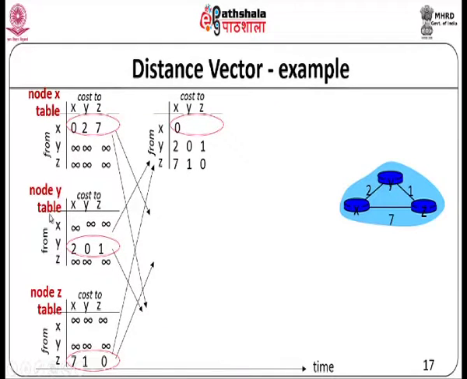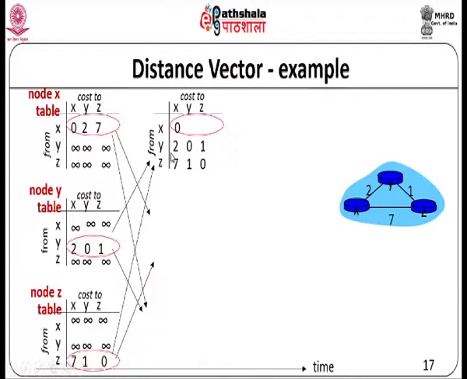Similarly, at node y, the table indicates its distance to x and z: x is 2, 0 to y and 1 to z. Other information is set to infinity. Similarly at node z, 7, 1, 0 is the information that it has as part of its distance vector. Other distances are set to infinity. Now, this information 0, 2, 7 is sent both to nodes y and z. Similarly, 2, 0, 1 of y will be sent to both x and z. So, like this you will have this exchange of information taking place.